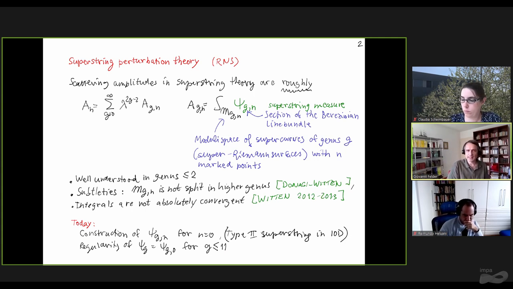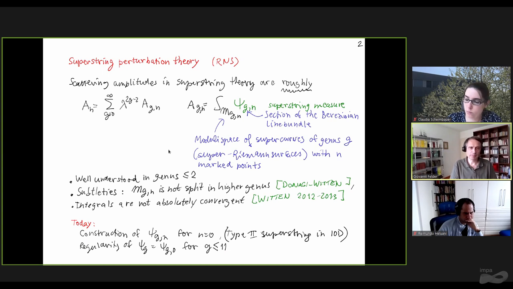I will review this construction of the superstring measure and the supermoduli space in the simplest case of the vacuum amplitude. So n is zero, you have no particles, just vacuum diagrams in the 10-dimensional flat space type II superstring. And the result I will focus on at the end of the talk is this regularity result. Before looking at the behavior at the boundary of moduli space, even inside the moduli space, there is a question of whether this superstring measure is well defined, and we would like to discuss that.